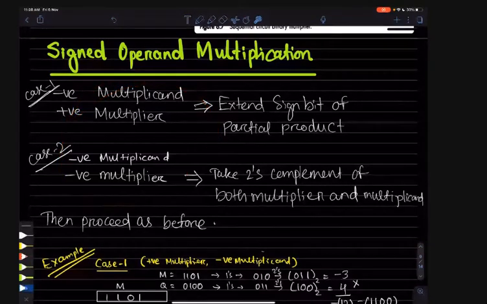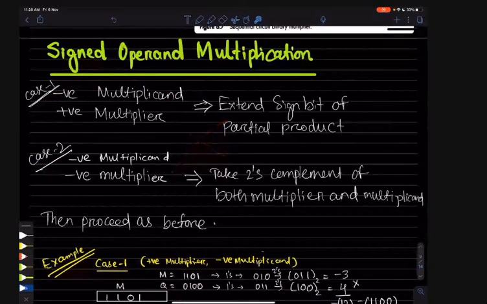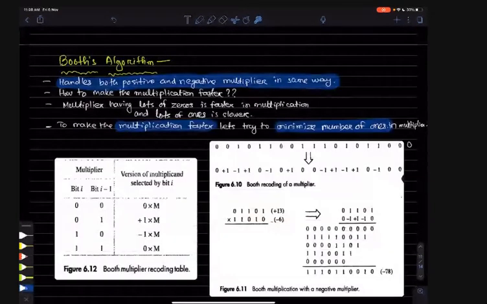So in that case we will combine these cases, meaning there will be no separate cases, and all the numbers will be handled in a generic way. That is Booth's algorithm advantage. Booth's algorithm handles both positive and negative multipliers in the same way. Whatever the number is, negative or positive, it will be handled in the same way. That is the advantage.